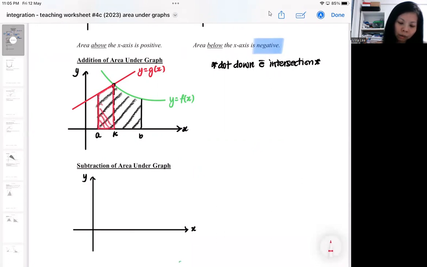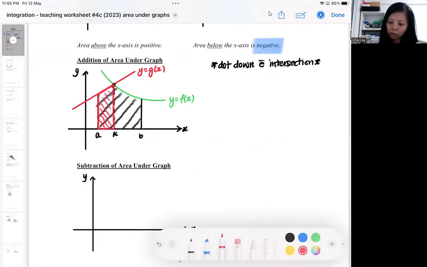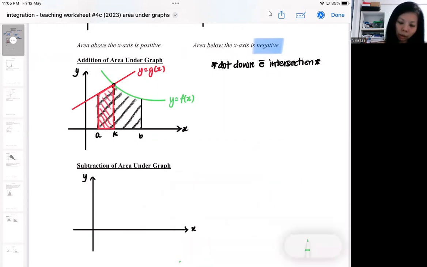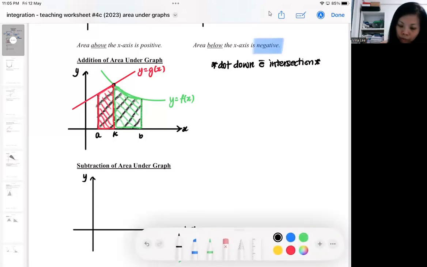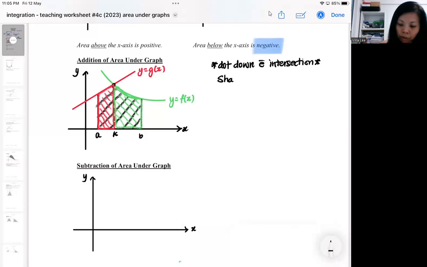One strip is under the red color line. Another strip will be under the green color curve. So the shaded area that you are interested in is a combination of the red and the green area. So if I'm going to do it, I'm just going to add those two areas.